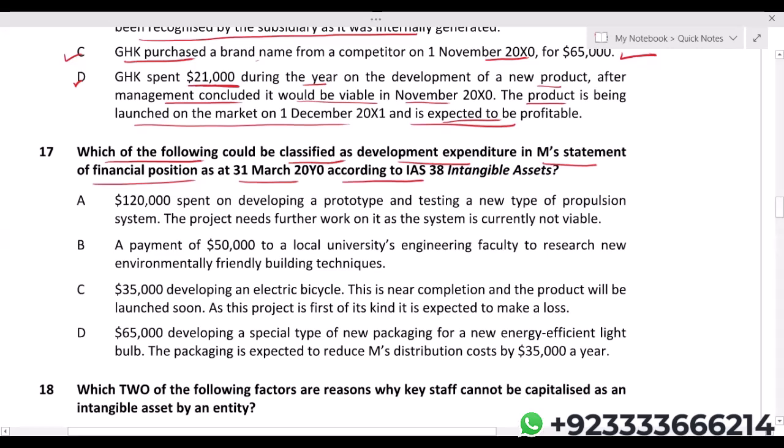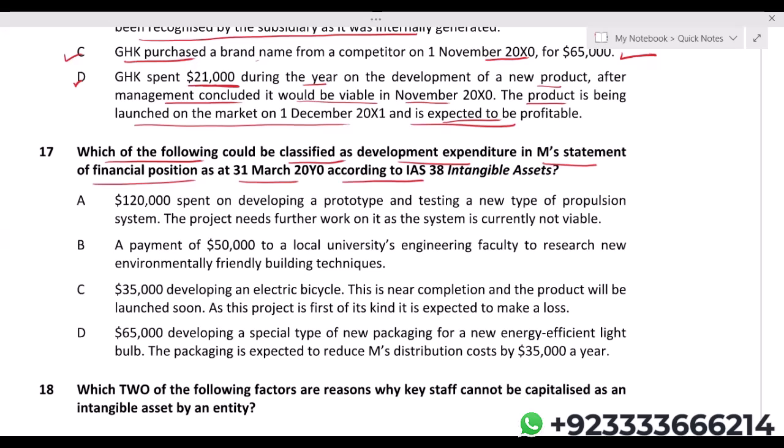Development phase means when we are working on the findings of the research. Development phase means the research phase is over and now you have started the development. Under the development phase, we know that there are 6 conditions. When all of the 6 conditions are met, then you will start capitalizing the development expenditure.